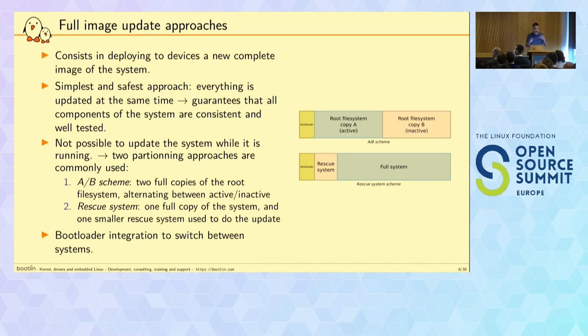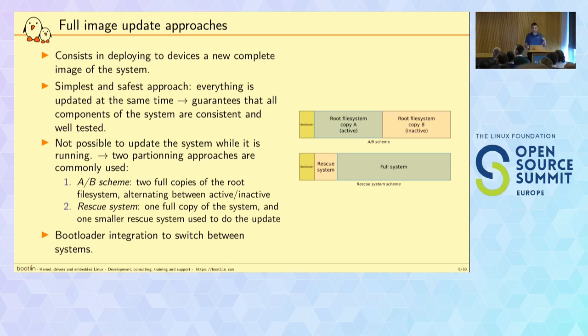Here we are talking about full image update approaches. When you deploy an update to a device, you just reflash the device with a full update of the system. This guarantees that what you have on the device is fully tested and consistent. You don't have file by file updates like you would have with packages. And of course, with this approach, you can't update the system while it's running.